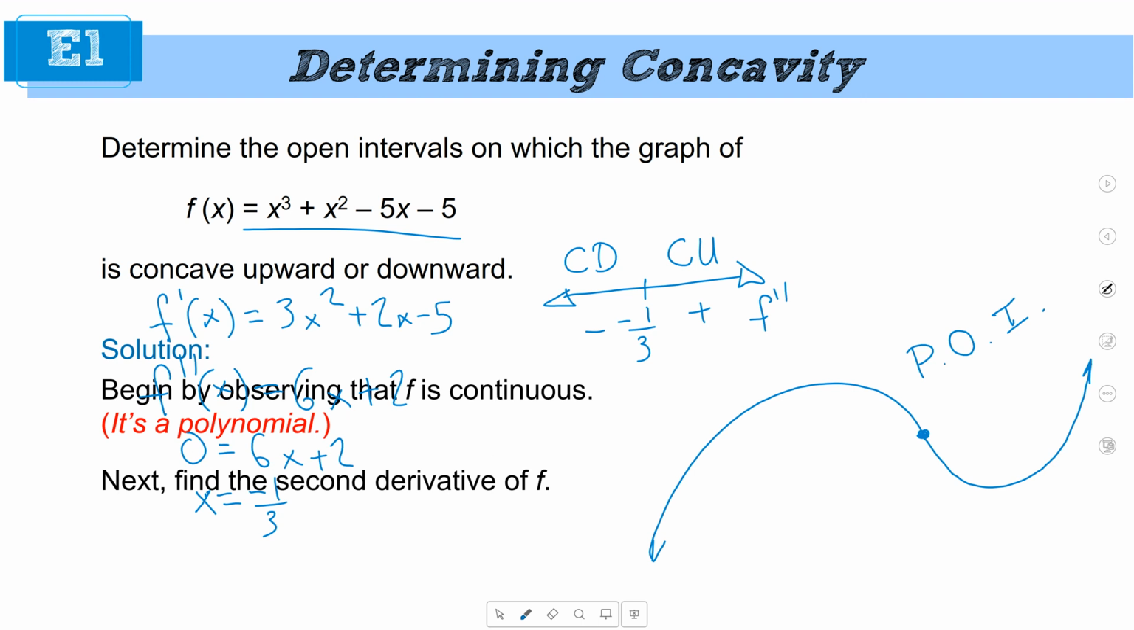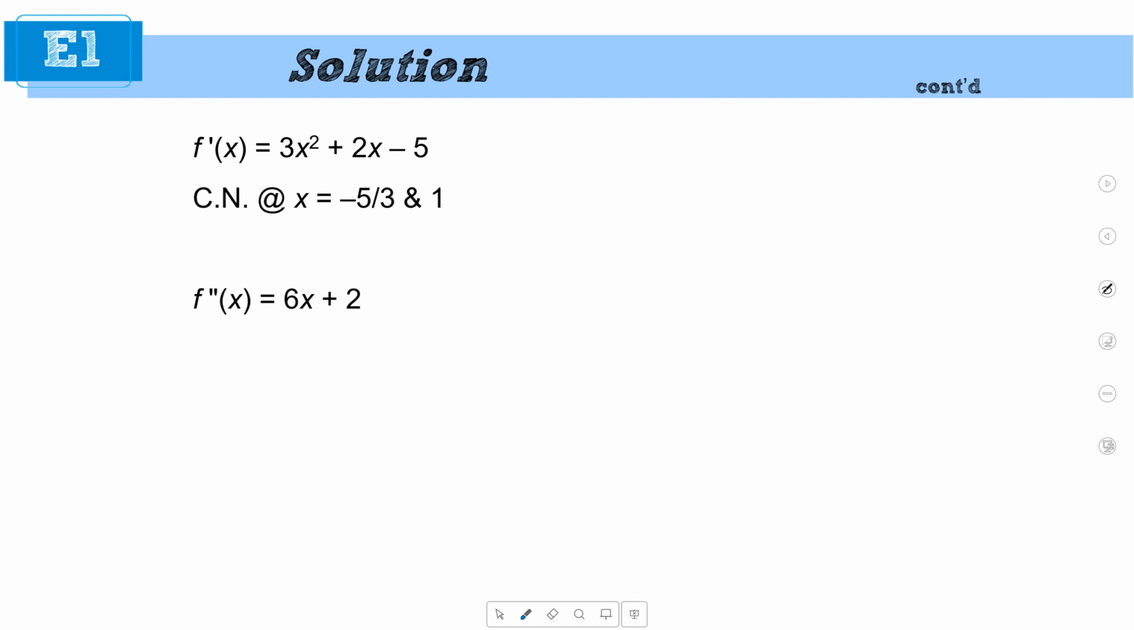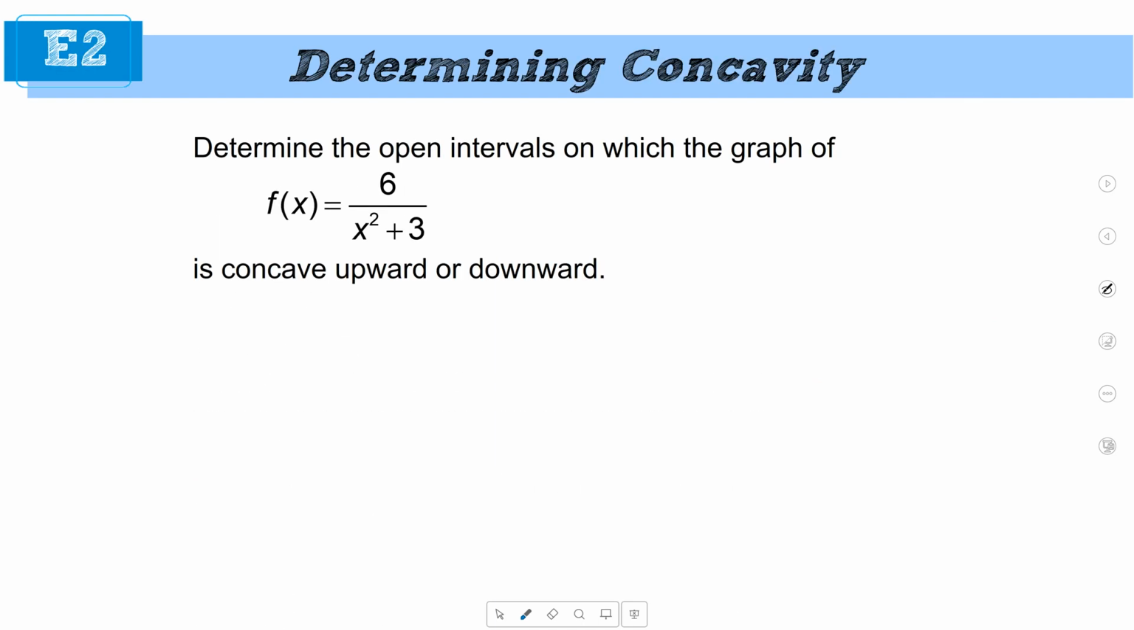Here's all, I did the work too, but it's just exactly what Christian did. I took the first derivative, and then there's my second derivative number line right there, and I put on 1/3. Okay, great. Try that one.